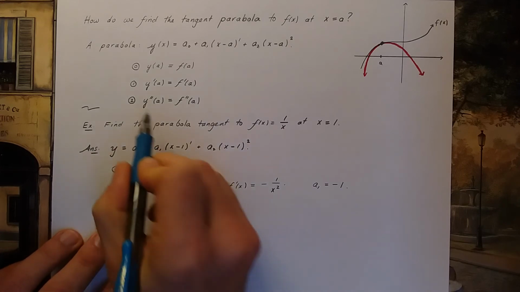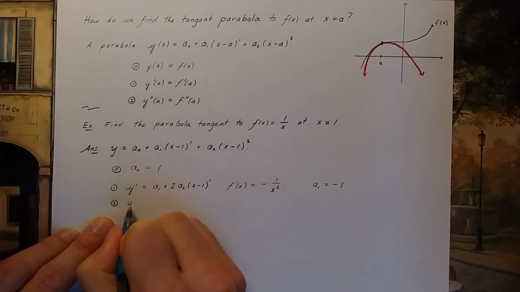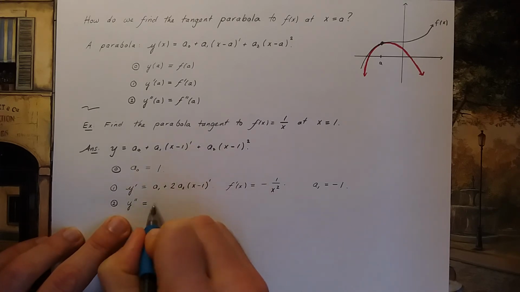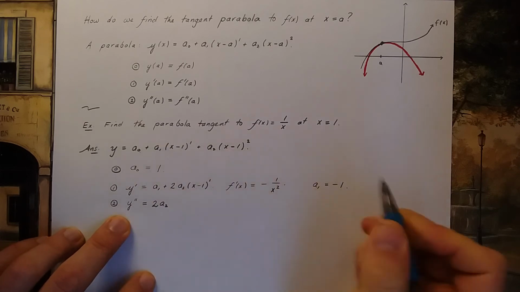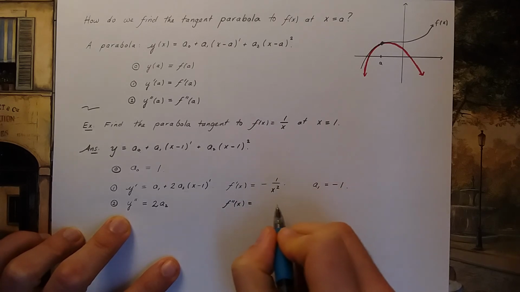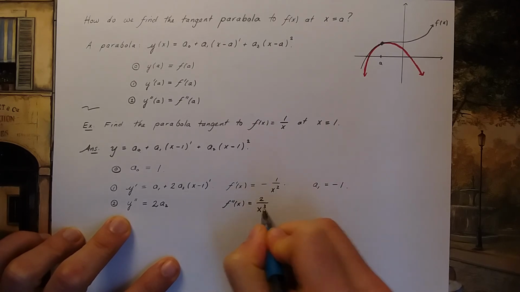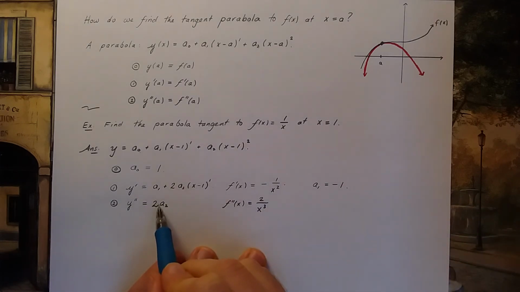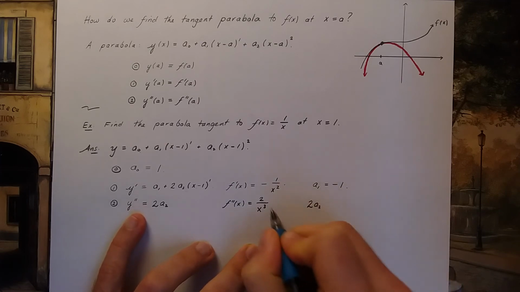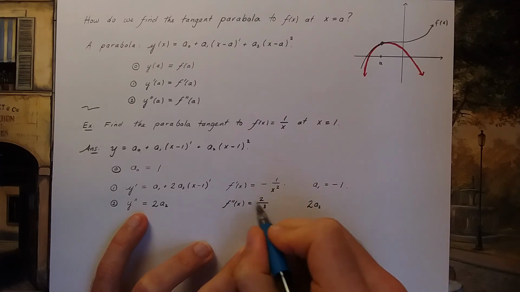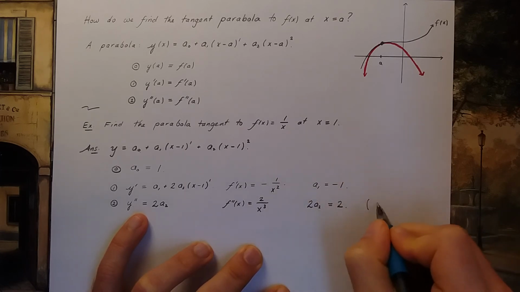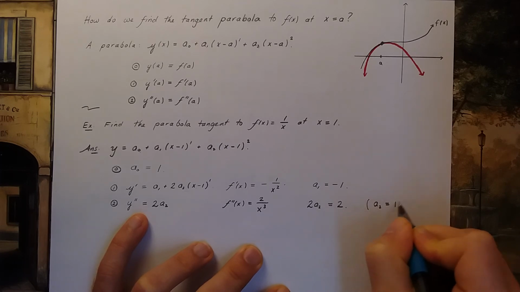The last condition here says the second derivatives have to match. So the second derivative of my parabola is 2a2. The second derivative of my function, that is 2 over x cubed. So if I plug in 1 to this parabola's second derivative, I get 2a2. If I plug in 1 to this second derivative, I get 2. And so from that, I can deduce that a2 has to be equal to 1.